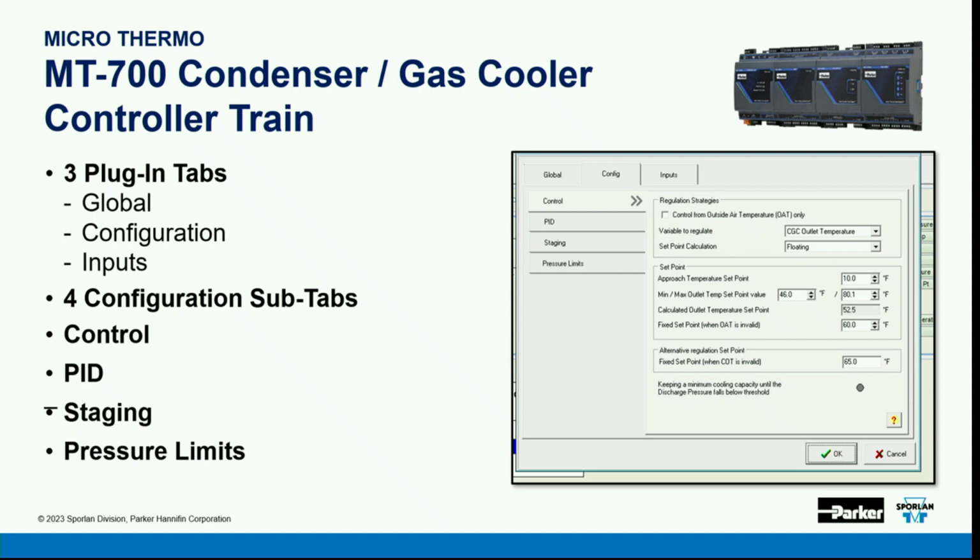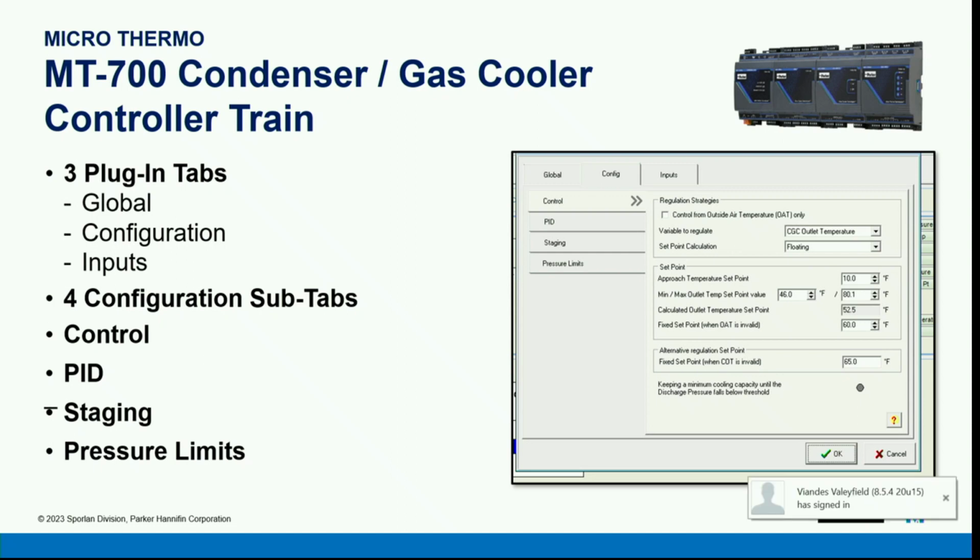Here's the control tabs. I'll talk about this real quick. You set it up. What am I doing? Gas cooler outlet. What am I doing? I'm doing floating. What's my approach? 10 degrees in this instance. This is just an example. What's my minimum temperature? 46. What's my maximum temperature? 80.